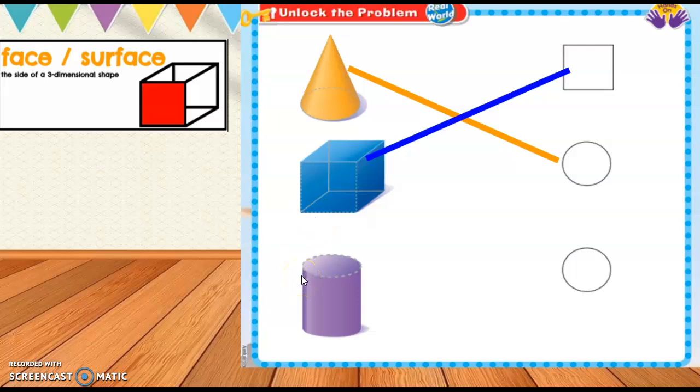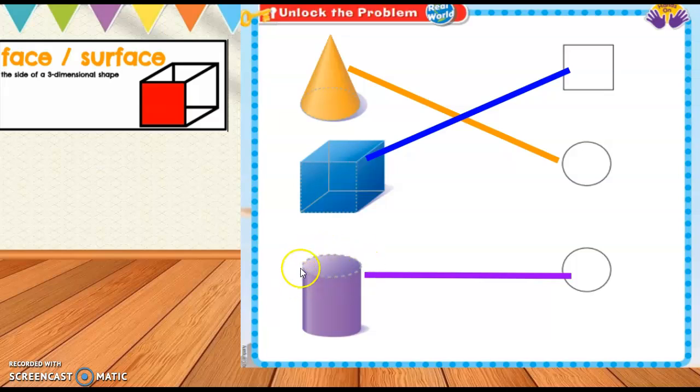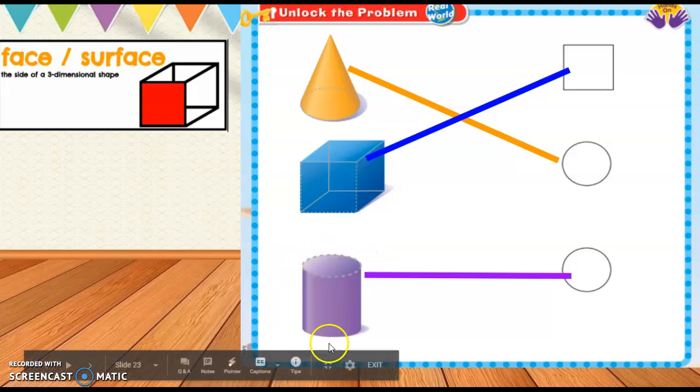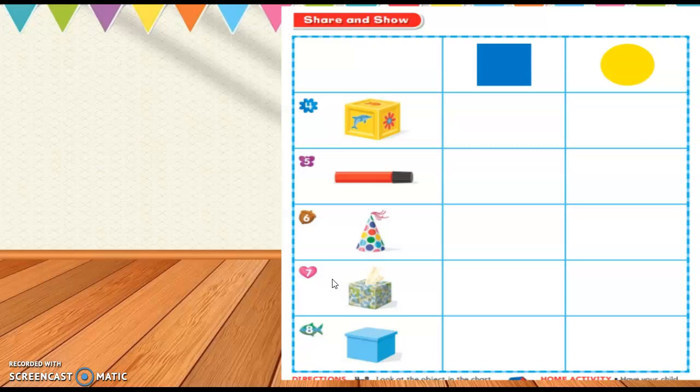All right, let's look at the flat surface of a cylinder, or the face of the cylinder. What shape do you notice? Yes, a circle. So the cylinder has a flat surface that is a circle, just like the cone. Another thing you can notice is that a cylinder has a flat surface of a circle at the top and at the bottom. But do you notice a cone only has one flat surface of a circle? A cylinder has two. Let's go to the next one.